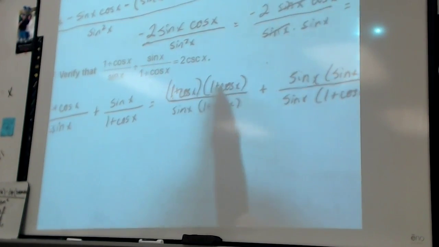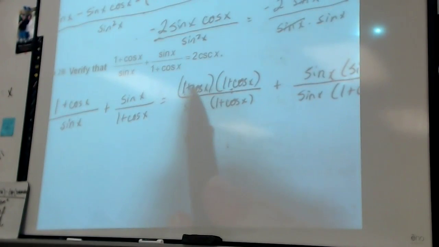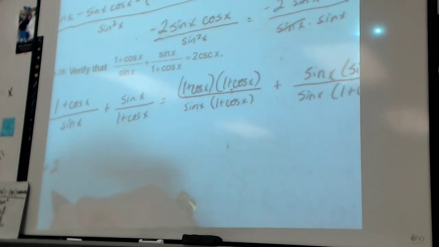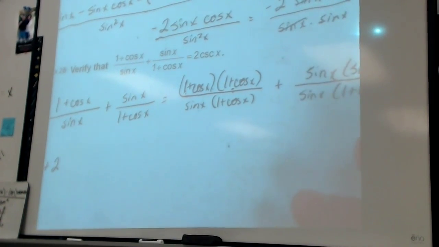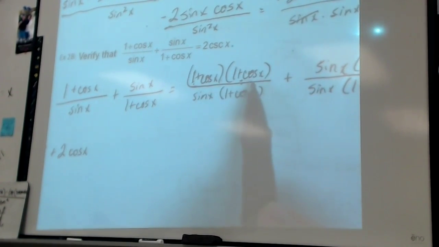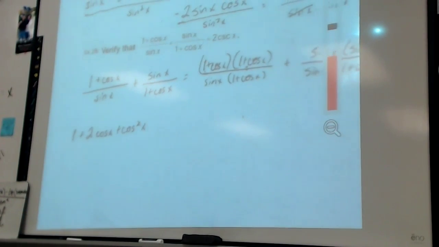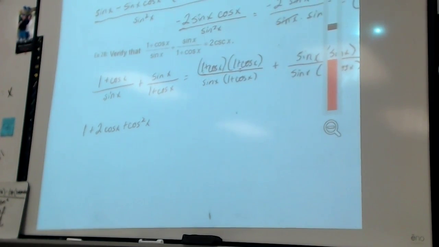All right, 1 times 1 is 1, right? Now do outside. Outside is 1 times cosine x. Inside is 1 times cosine x. So we have cosine x plus cosine x, which would be what? 2 cosine x, right? Because just like if it was x plus x, that would be 2x. So cosine x plus cosine x is 2 cosine x. Then cosine x times cosine x is cosine squared x.